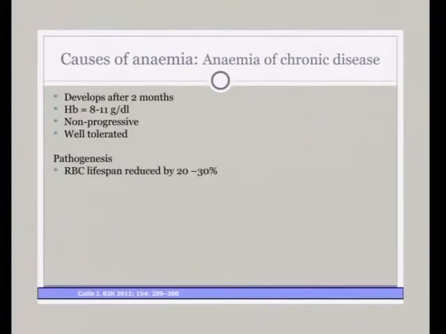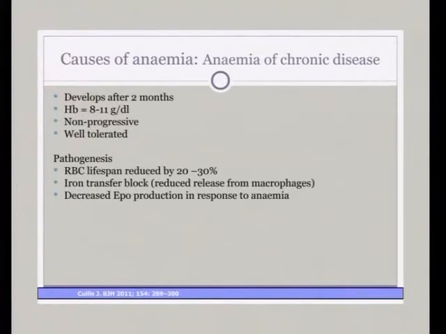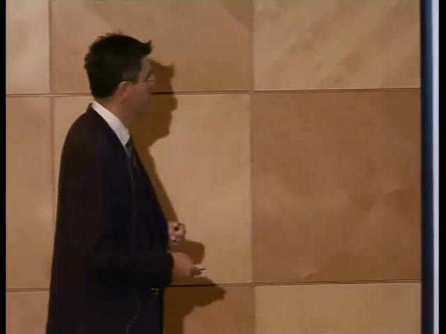In the pathogenesis, there are 4 reasons why. The one is that the lifespan of the red cell is reduced by 20 to 30%. The second thing is the patient has an iron transfer block, so the iron is not made available from the macrophages to those developing erythrocytes for incorporation into hemoglobin. There is an increased erythropoietin production in the kidneys, and there's a blunted response in the bone marrow to the erythropoietin that is in fact produced. And these are all cytokine mediated, by interleukin 1, for example, and tumor necrosis factor.